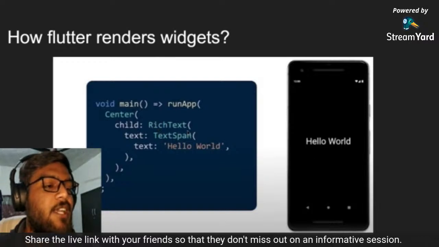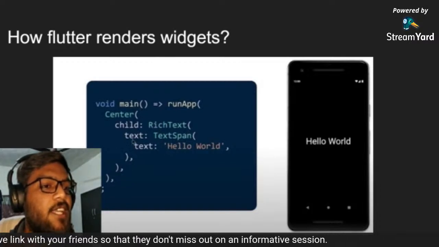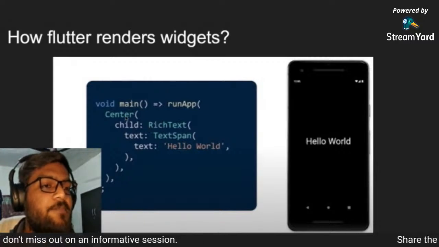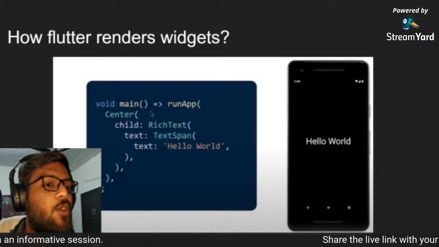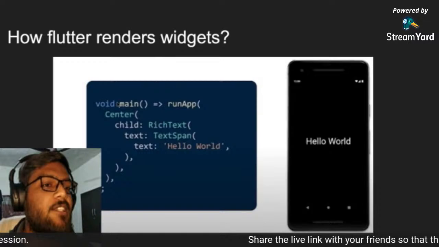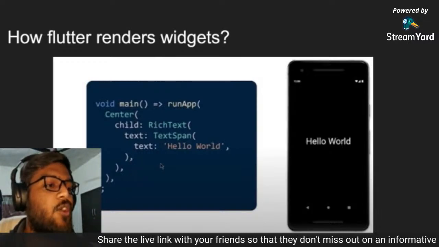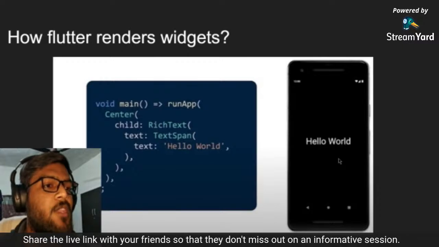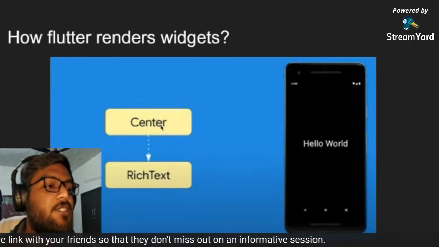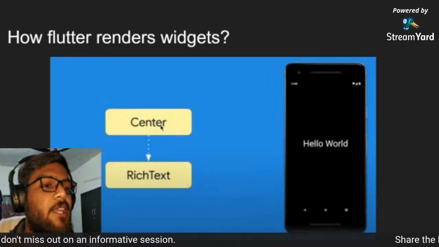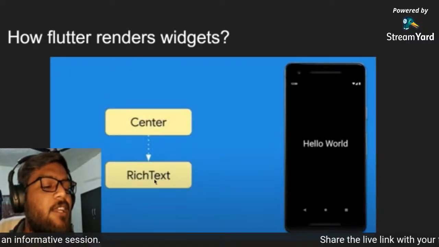Next we have a rich text for displaying the text, and as the text for it we are providing hello world. So when we are running this after putting the code inside our main.dart file, this main function will be run, and after that runApp will be displaying all these things according to the widget tree on the screen. The thing which happens is, firstly, as the center is the top widget, it will be taking place first, and then it will be displaying the rich text inside it.